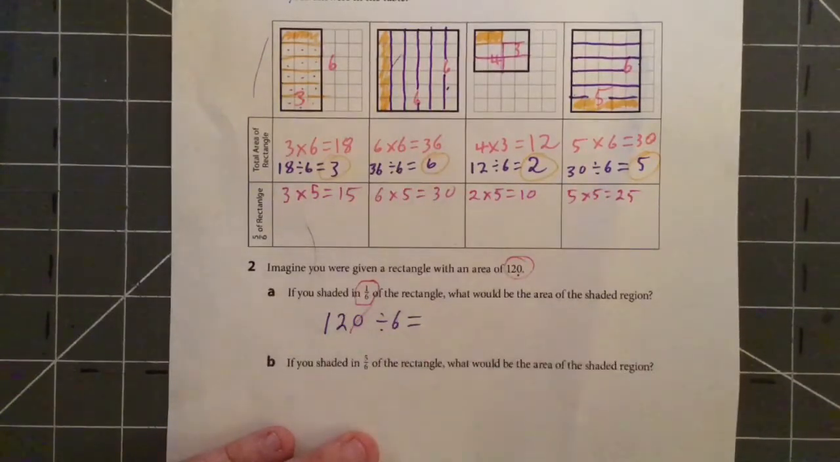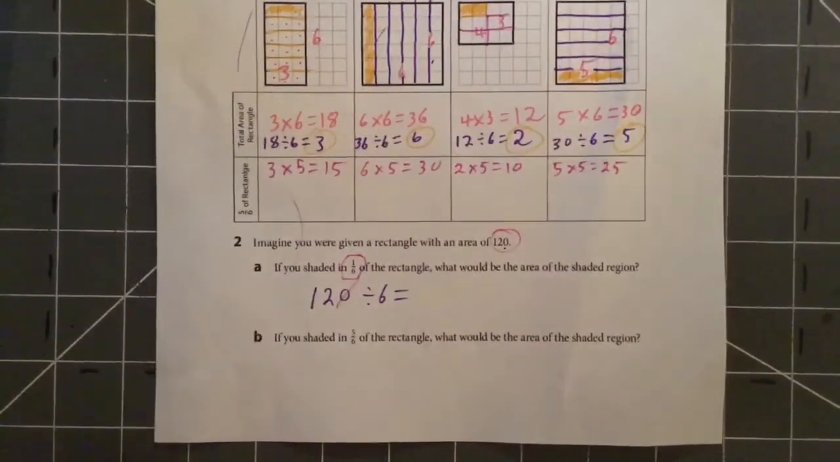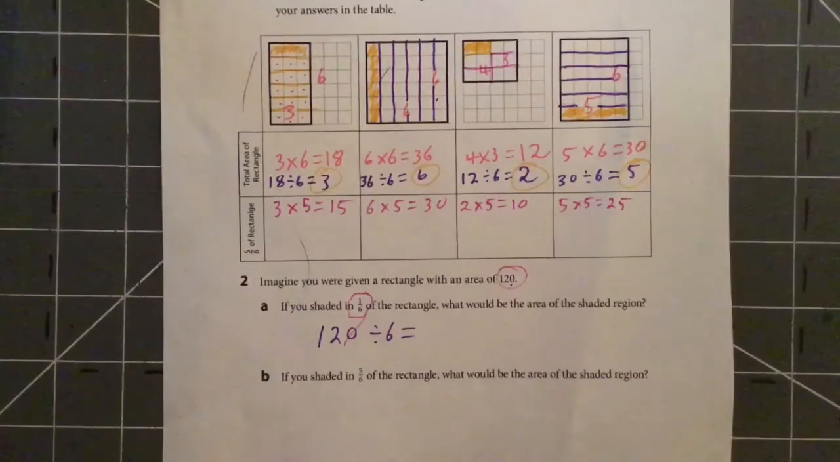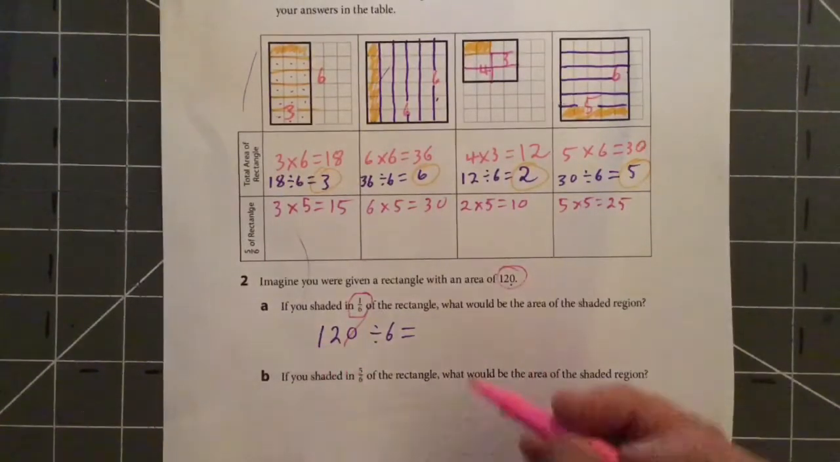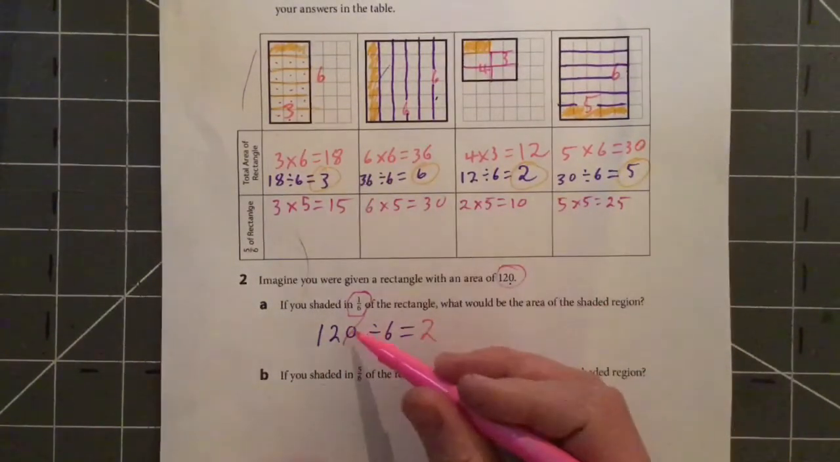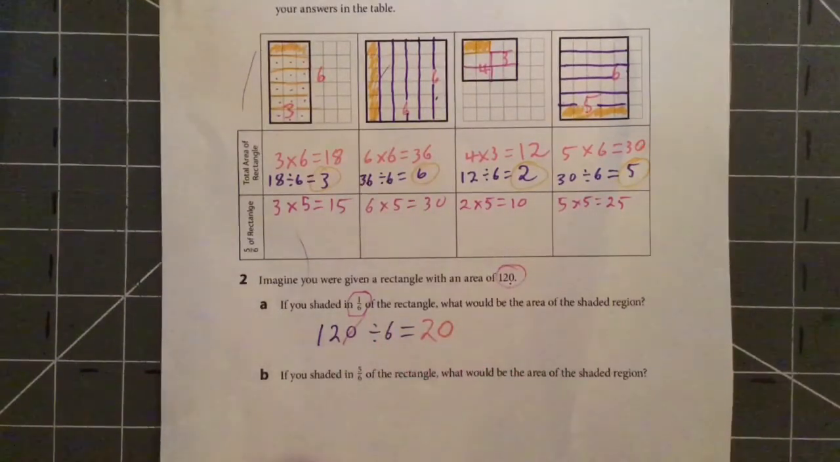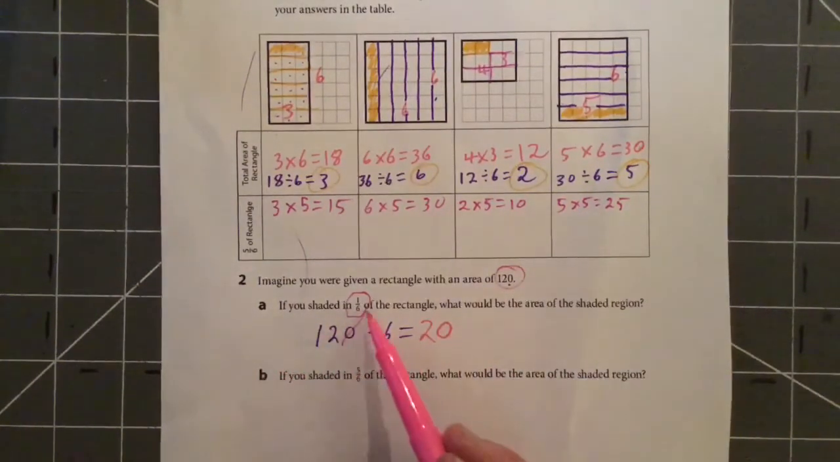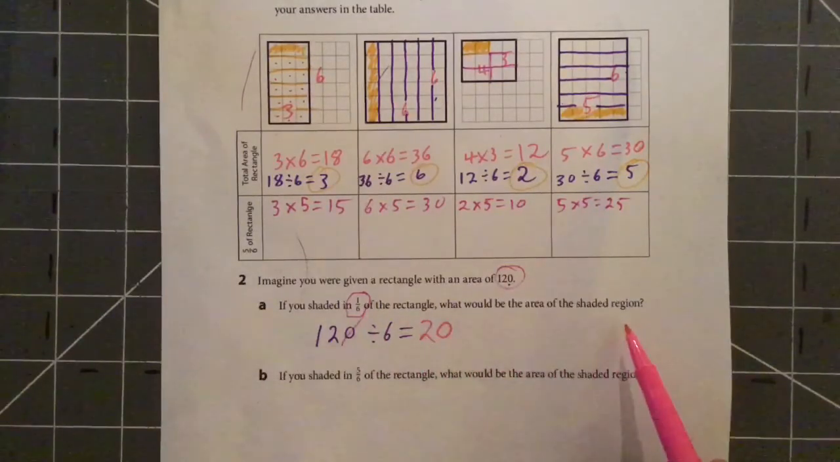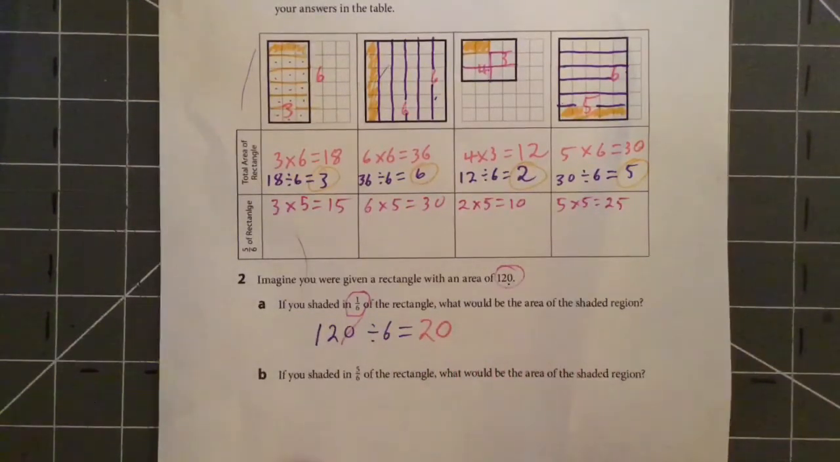I'm gonna ignore that 0. And then I'm gonna do 120 divided by 6. Nope, get rid of that 0. I'm gonna do 12 divided by 6. Hey, that's 2. Take that 0 that I crossed out, add it back on there. What's 120 divided by 6? It's 20. If you shaded 1/6 of the rectangle, what would be the area of the shaded region? Well, it would be 20 square units.